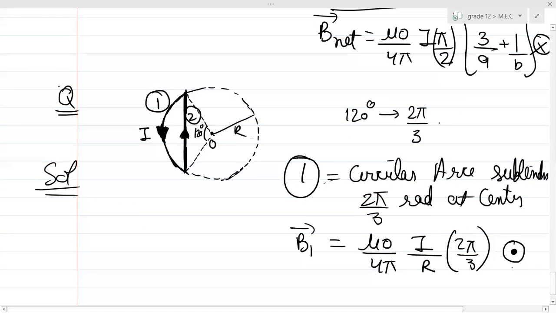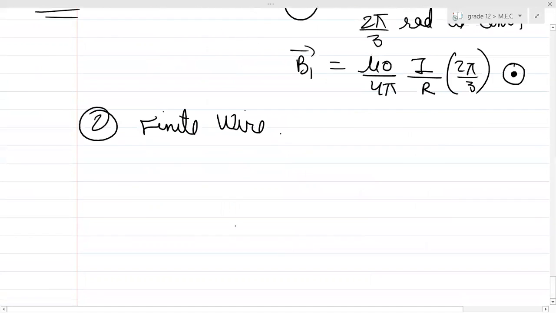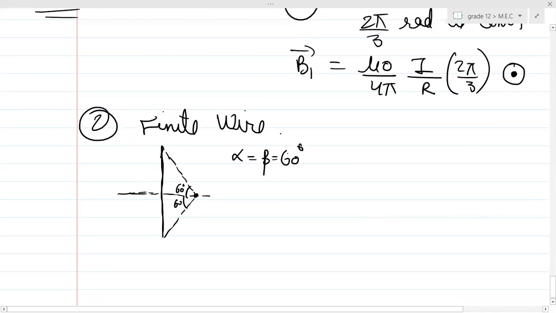Now what is the second part? Can you see the second part is basically a finite wire, which is subtending how much angle, by the way? This finite wire is basically subtending an angle of 120 degrees. So if I say this is the median, then this will be 60 and this will be 60. So in this case, alpha and beta are both equal to 60 degrees.